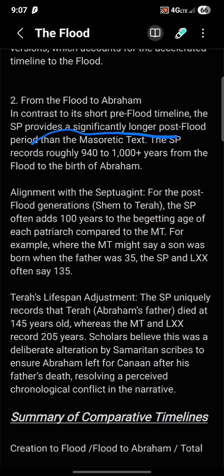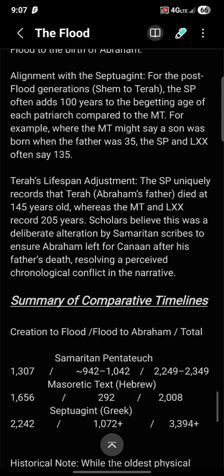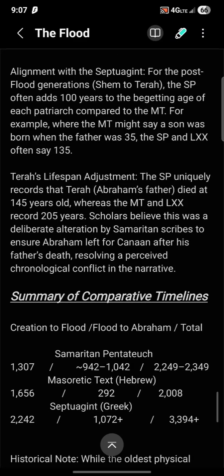A lot of things can happen in 1,000 years while all this is going on. Alignment with the Septuagint: for the post-flood generations, Shem to Terah, the Samaritan Pentateuch often adds 100 years to the begetting age of each patriarch compared to the Masoretic text. For example, where the Masoretic text might say a son was born when the father was 35, the Samaritan Pentateuch and the Septuagint often say 135.